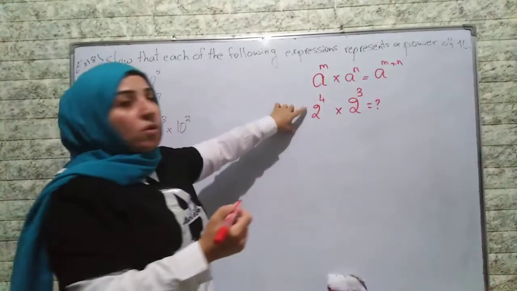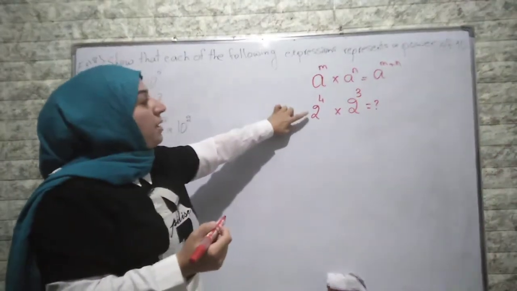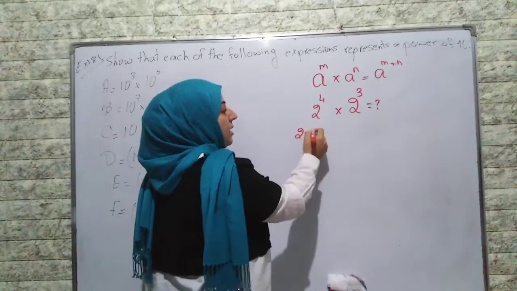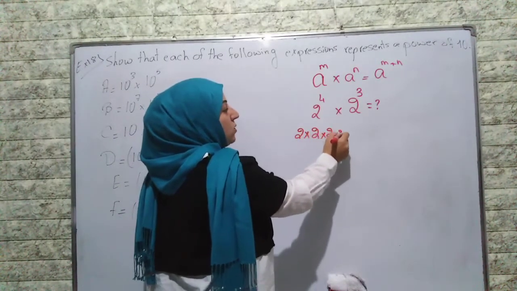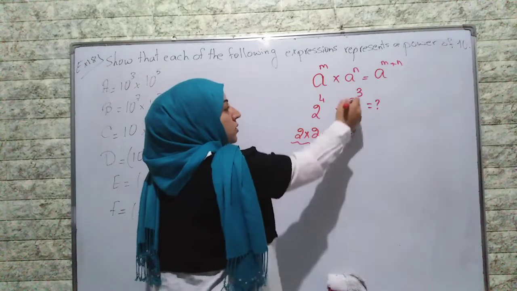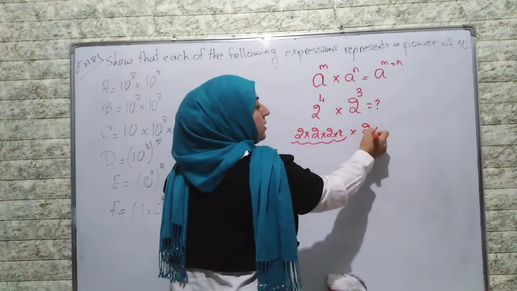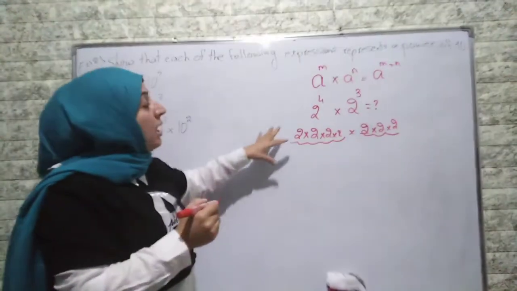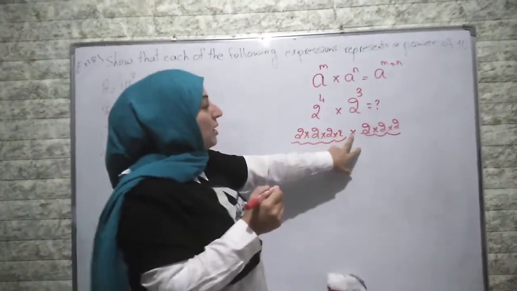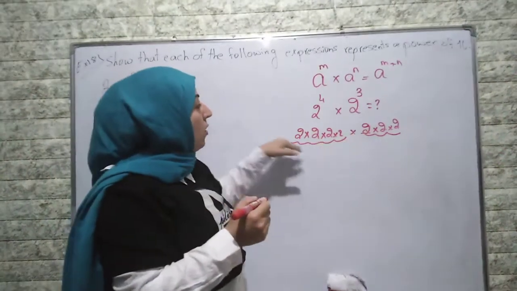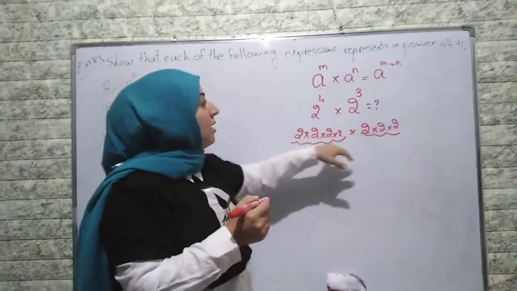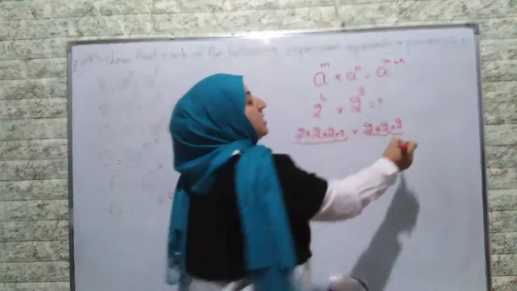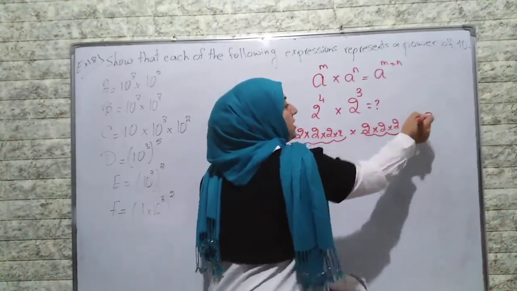how much? 2 to the power 4 means that we multiply 2 by itself 4 times, okay? So this one can be written as 2 times 2 times 2 times 2. Now, 2 to the power 3 is 2 times 2 times 2. It means that 2 is multiplied by itself 3 times. Now, what's the answer? Here, there's a multiplication sign between them. All of the bases are 2. How many times is it repeated? 1, 2, 3, 4, 5, 6, 7. So, it's 2 to the power 7.